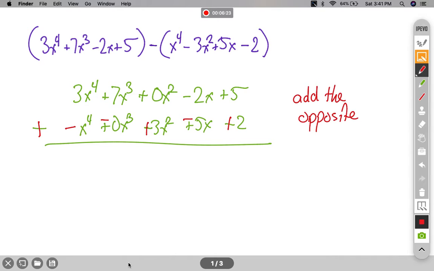Now I'm not having to worry about the fact that I'm subtracting. I'm just adding, so I just come along and do what I did before. 3x to the fourth and a negative 1 is going to give me 2x to the fourth. 7 is still going to give me 7. Now here we have the 0 minus a negative is going to be plus 3, so I get a plus 3x squared. A negative 2 and a negative 5 is going to give us a minus 7x. And then 5 minus a negative makes that plus, so that one will also be 7.